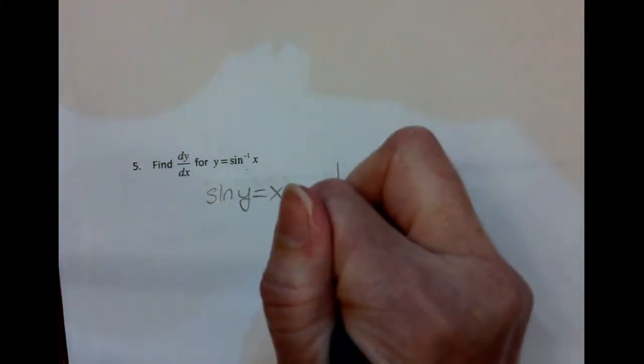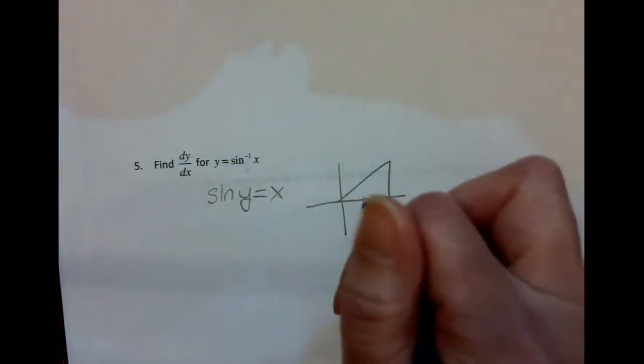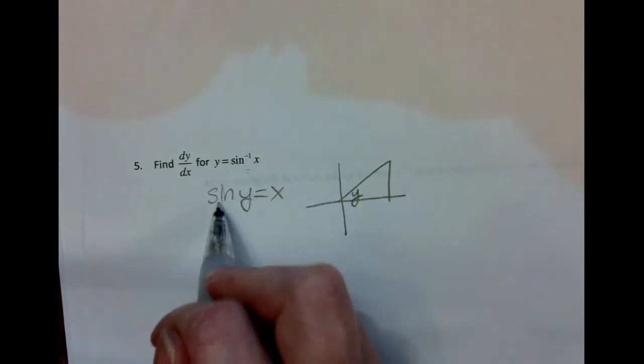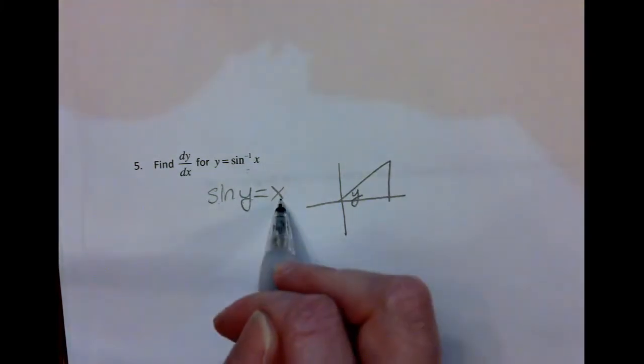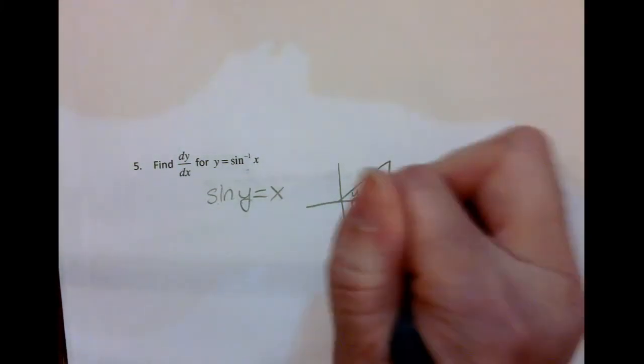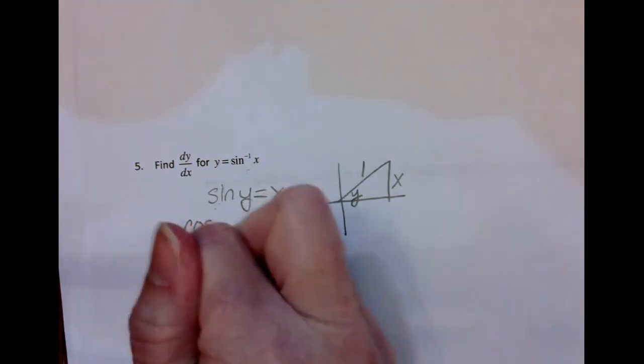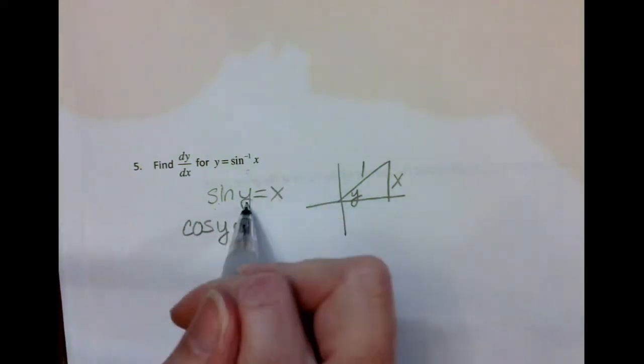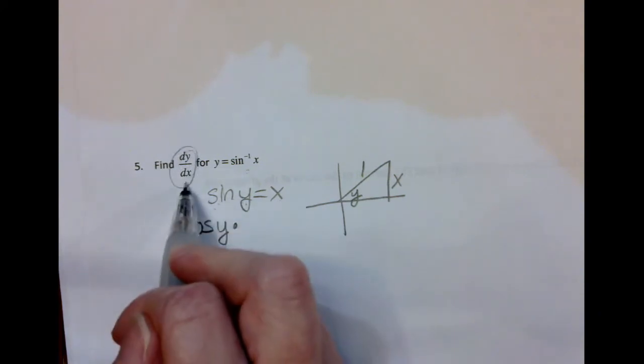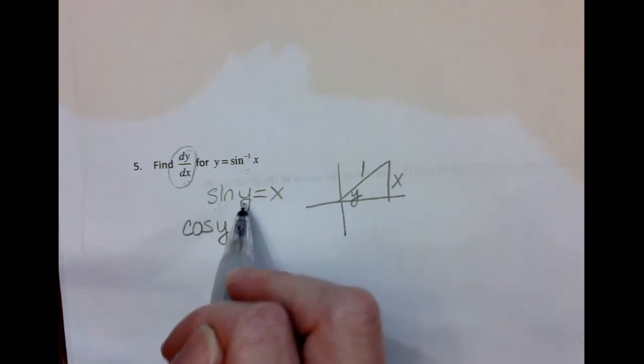I'm going to flip it around to say the sine of y is equal to x. What that means graphically is that you have an angle of y, and the sine of that angle is x. Opposite divided by hypotenuse would be the sine. Then we'll take the derivative. Derivative of sine is cosine. Cosine of y, but I'm solving for dy/dx, differentiating with respect to x.